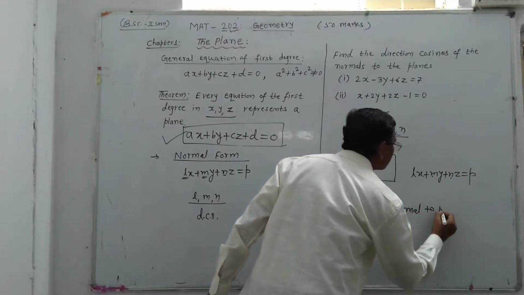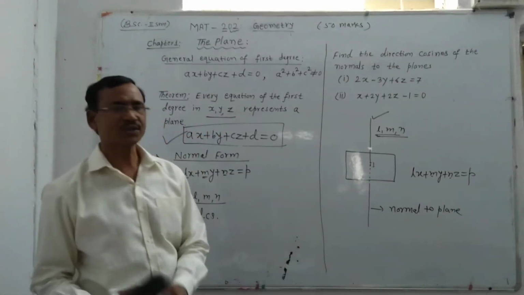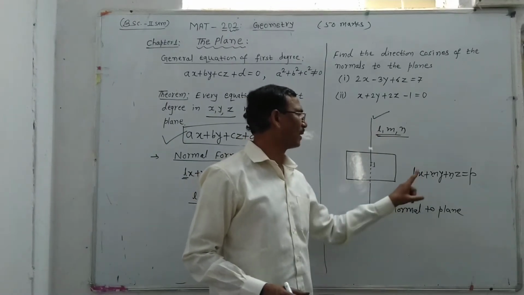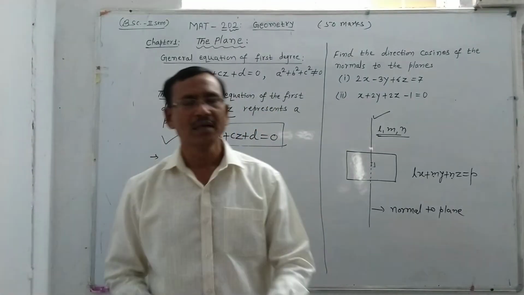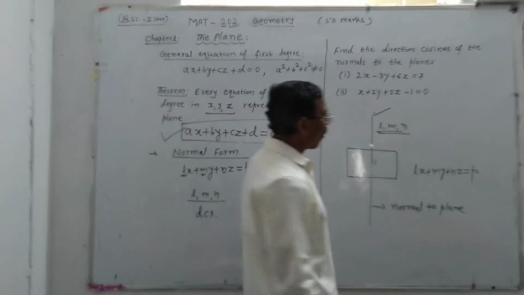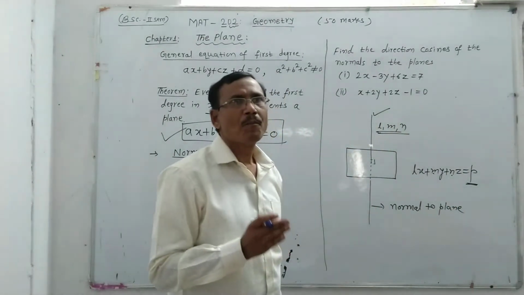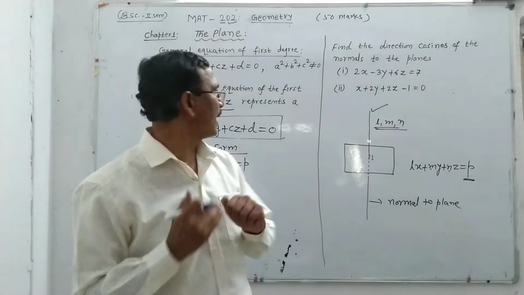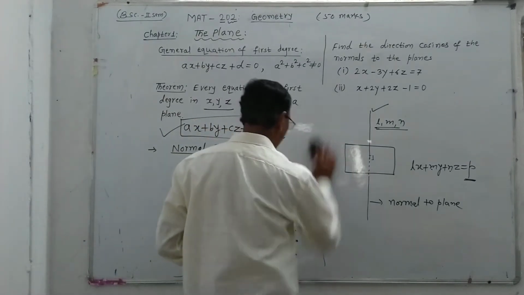Normal to the plane. And the coefficients of x, y, z are direction cosines of the normal. Then the equation is called the equation in normal form. What is p here? p is the perpendicular distance of the plane from the origin.